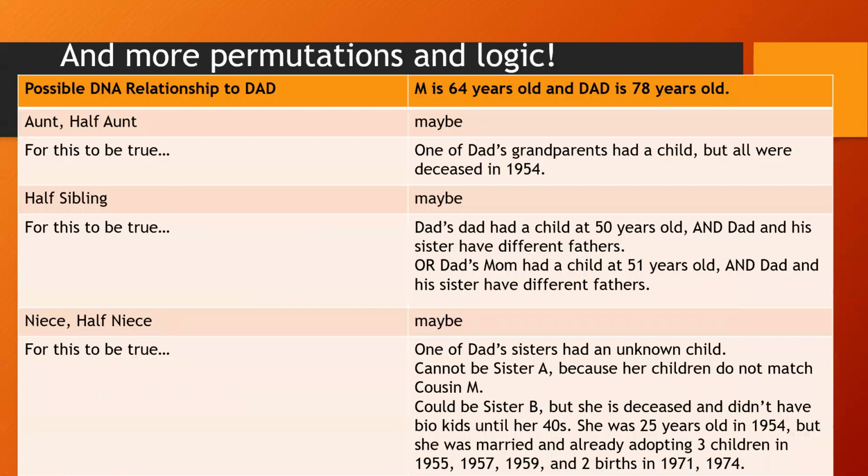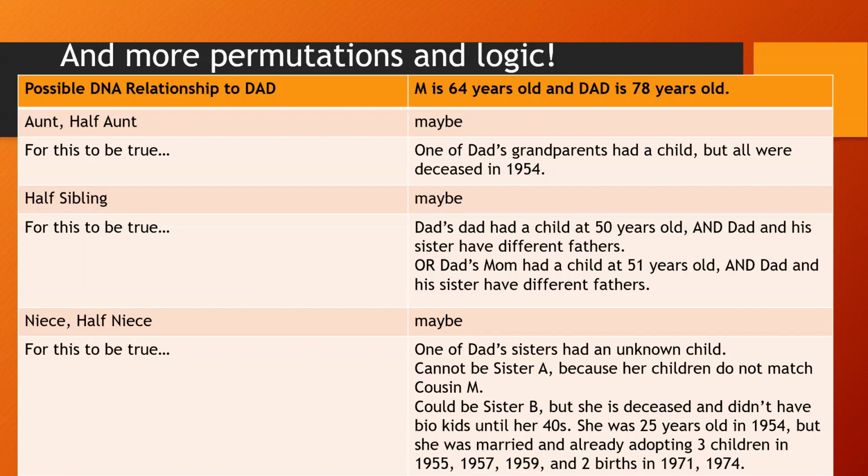So this is my next chart that I make. So I've got aunt or half aunt, and I do for this to be true. Half sibling for this to be true. And niece or half niece for this to be true. So I have started gathering information. I've talked to the tester's dad. Again, I had no correspondence from any of these matches at all.